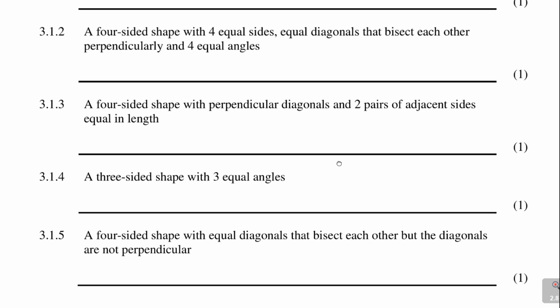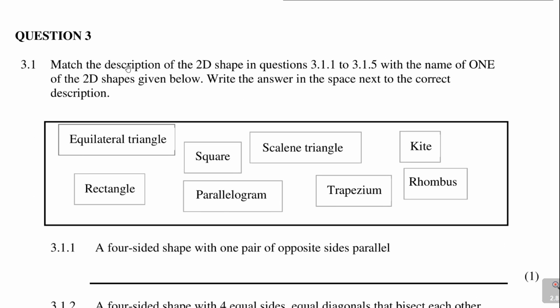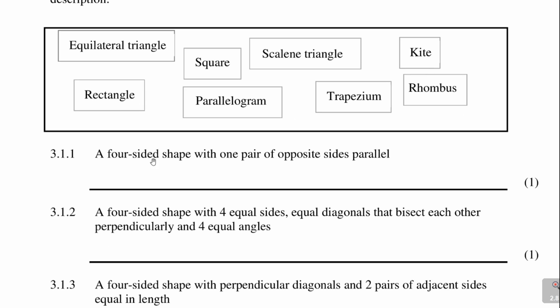I don't think there are calculations, we're not going to spend much time here. I like question 3. It says match the description of the 2D shape in question 3.1.1 to 3.1.5 with the name of one of the 2D shapes given below. Write the answer in the space next to the description.